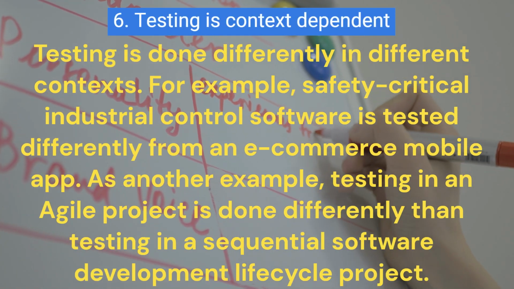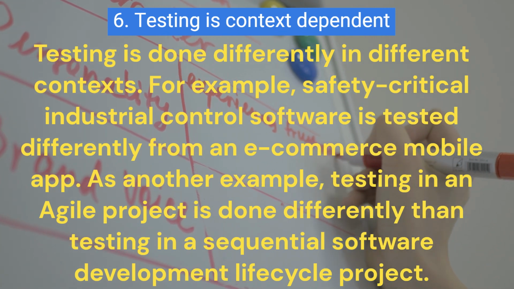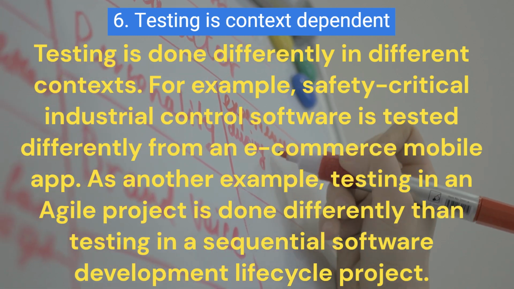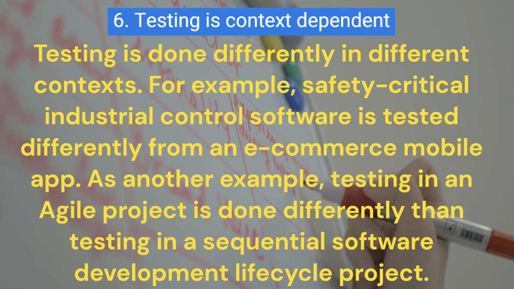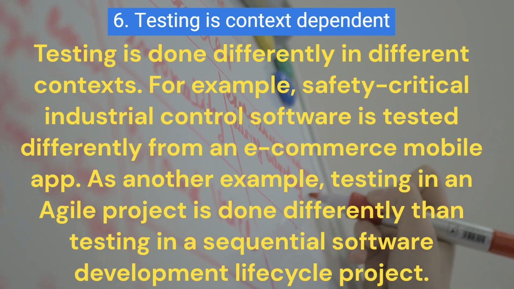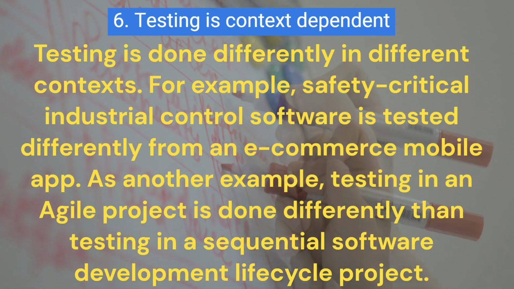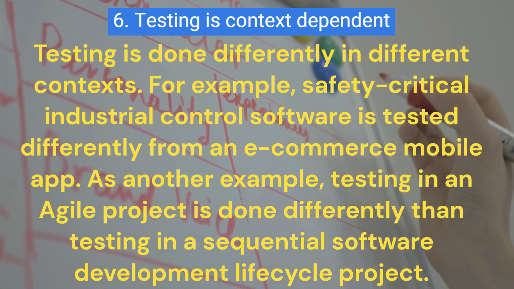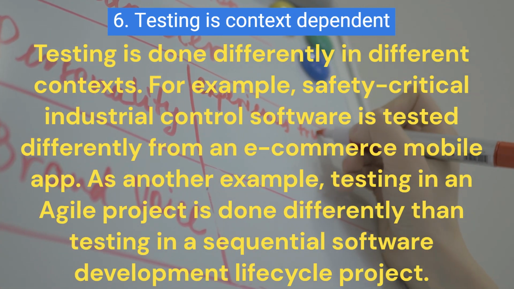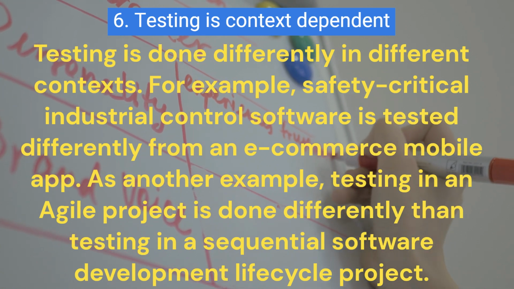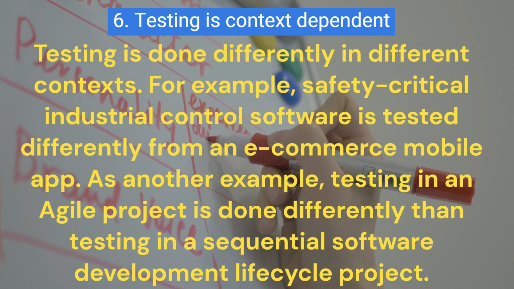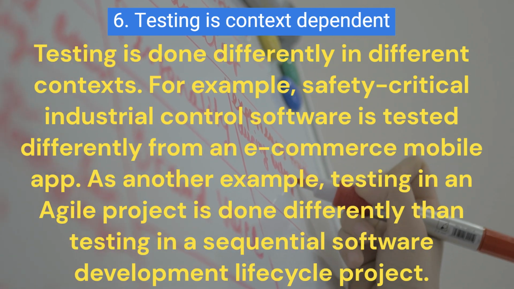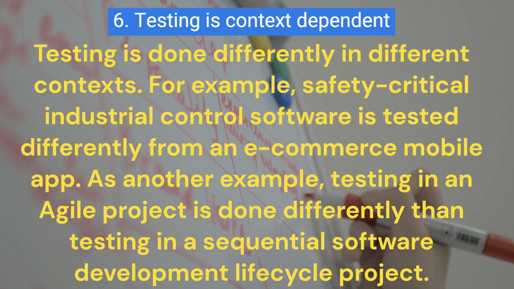Number 6 is testing is context dependent. Testing is done differently in different contexts. For example, safety-critical industrial control software is tested differently from an e-commerce mobile app. As another example, testing in an agile project is done differently than testing in a sequential software development lifecycle project.